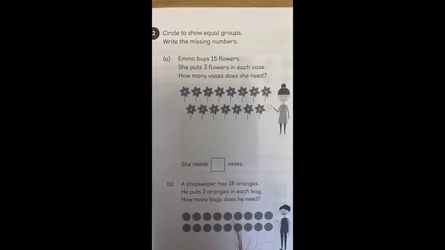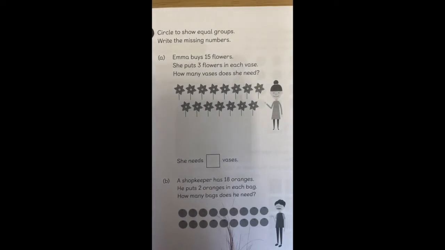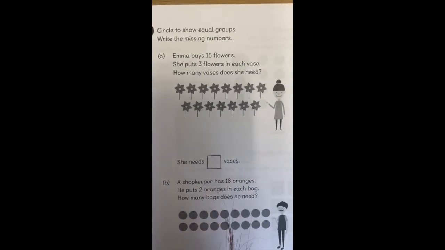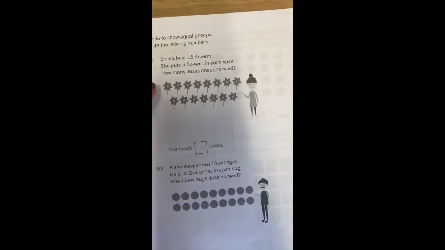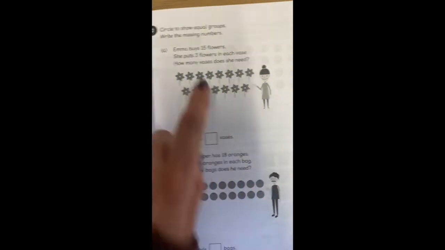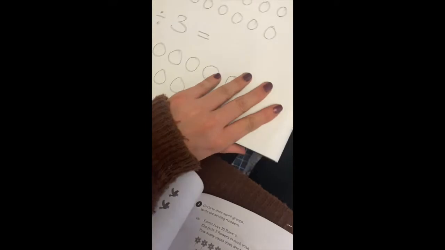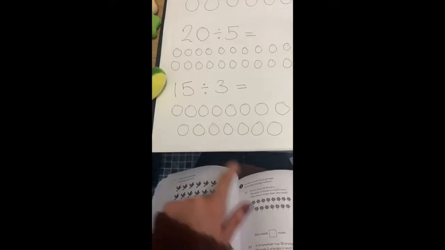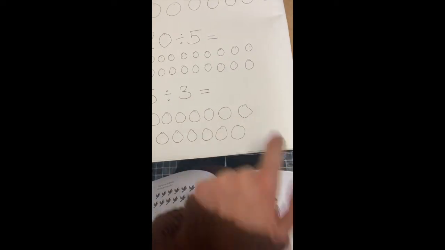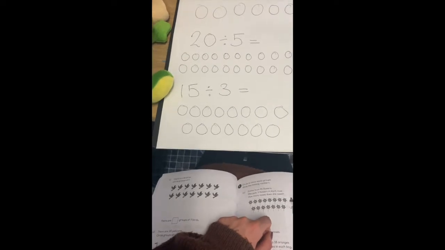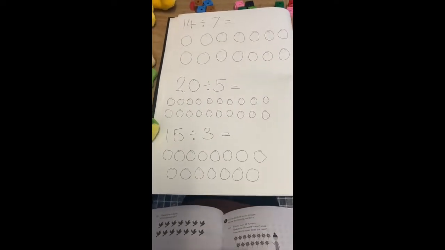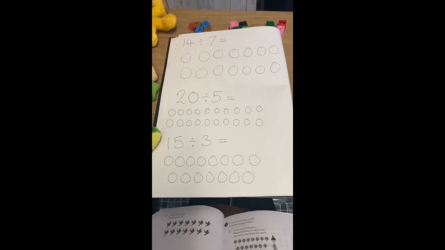Right, the next question. Emma buys 15 flowers. She puts 3 flowers in each vase. How many vases does she need? So these have not been put into our normal array, not one underneath each other. And that's because 15 is an odd number. It couldn't be done. So I need you to draw 15 divided by 3. I've got 1, 2, 3, 4, 5, 6, 7, 8 along the top and 7 along the bottom. So try work out the answer to 15 divided by 3. When you've done that, we'll go over all the answers.